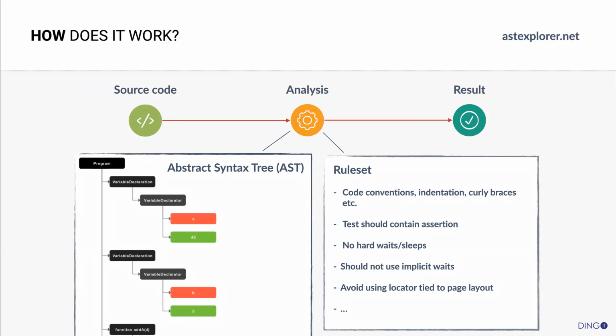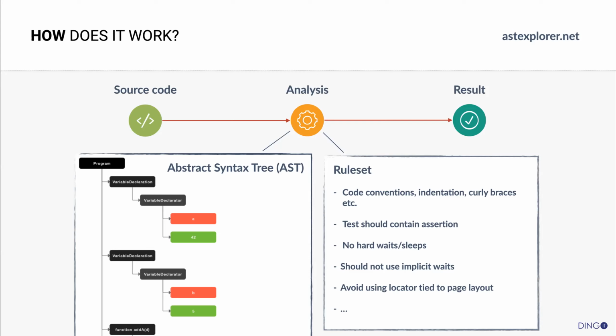So how does linting actually work? If you have your source code, which can be application code or test code, what the tool does is it breaks down the code into an abstract syntax tree. So every statement, every line is broken down in a tree. Then you have the rule set. That can be code conventions, right? But also very specific linting rules like, hey, tests should contain assertions, no hard waits, stuff like this. And then it gives you the result. And this process is happening almost instantly.